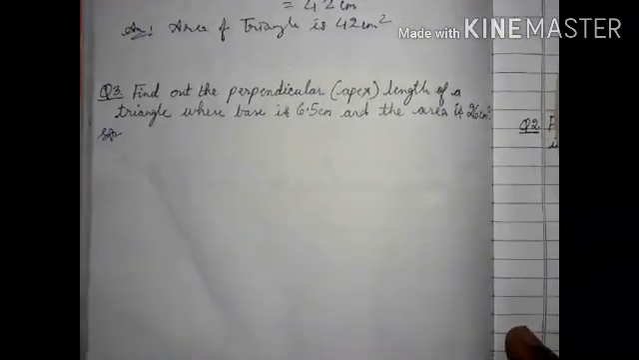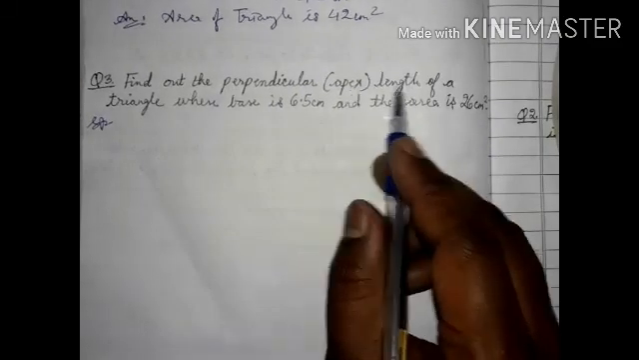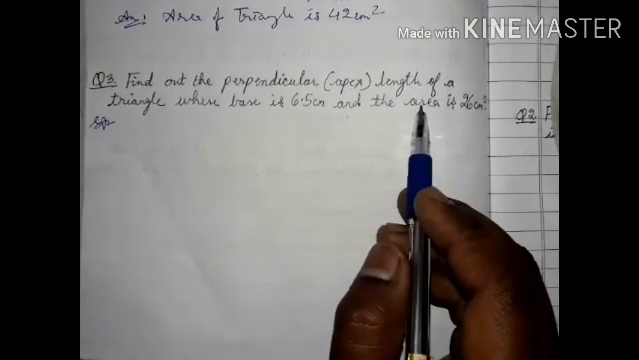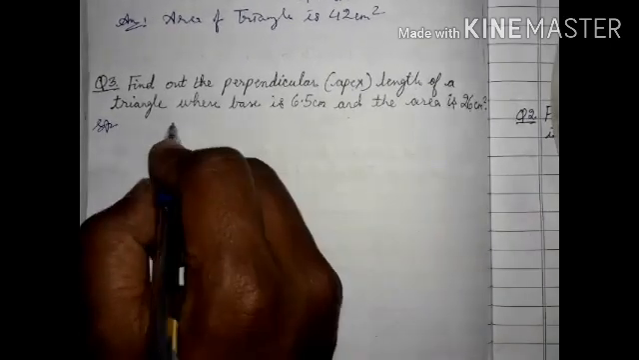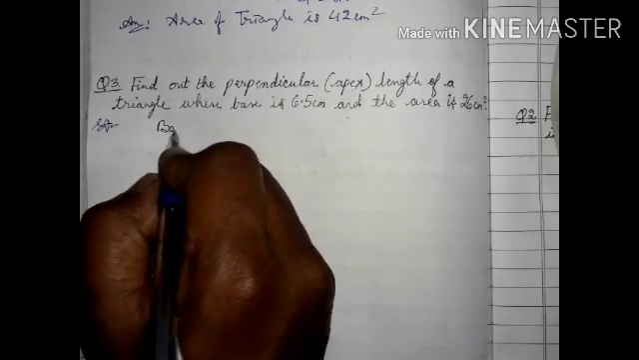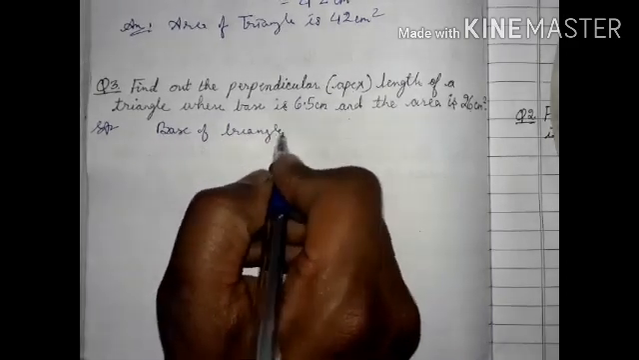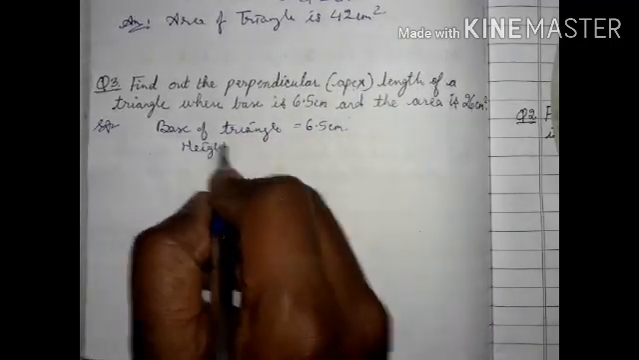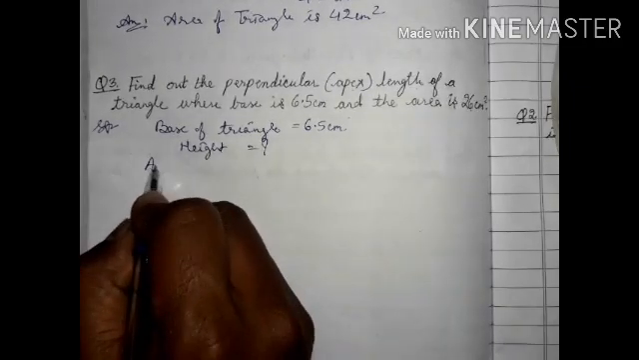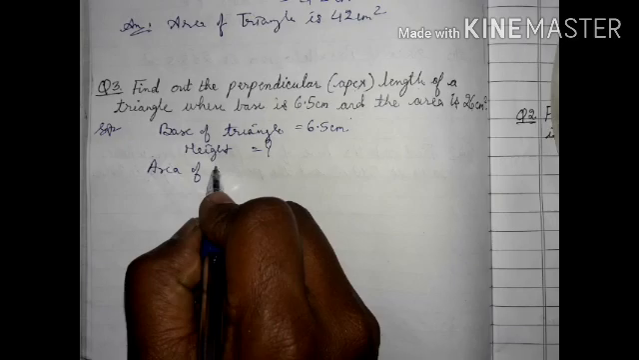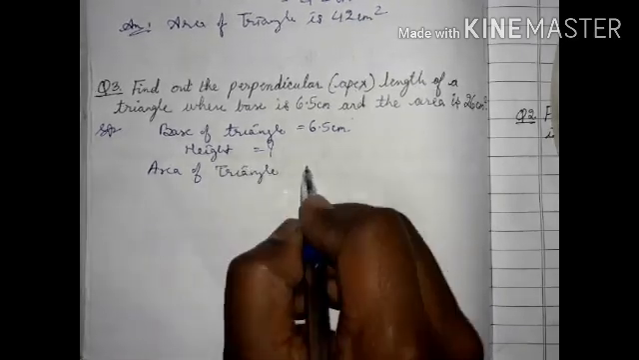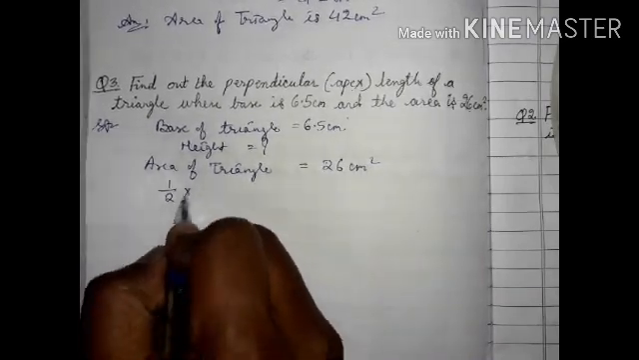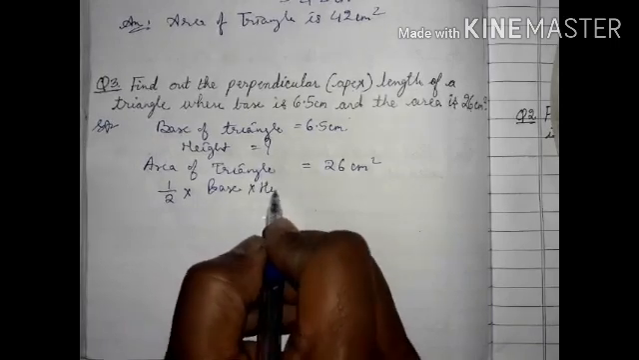Now question: find out the perpendicular height length of a triangle where base is 6.5 centimeter and the area is 26 centimeter square. So here base of triangle is given. How many given? 6.5 centimeter. And height we have to find. Therefore, area of triangle is equal to 26 centimeter square, as given. Here we have to write the formula half into base into height.